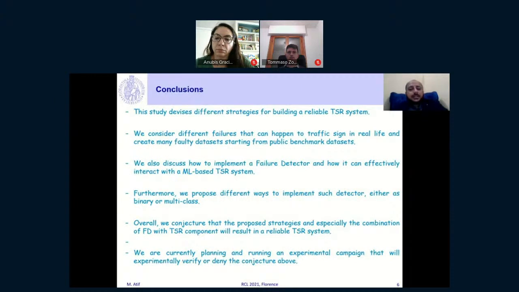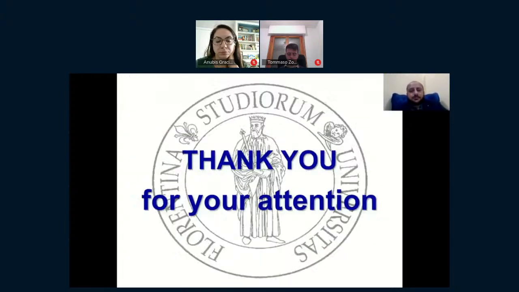Overall, we conjecture that the proposed strategy, and especially the combination of failure detector with TSR component, will result in a reliable TSR system. And we are currently planning to execute the experimental campaign and verify or deny the conjecture that we have, that the failure detector with the TSR system component will work better. So in this way, we will make a robust TSR system.